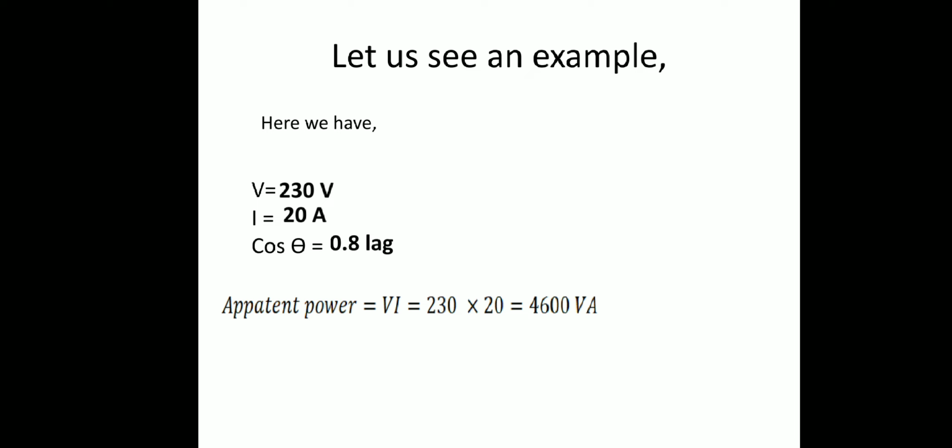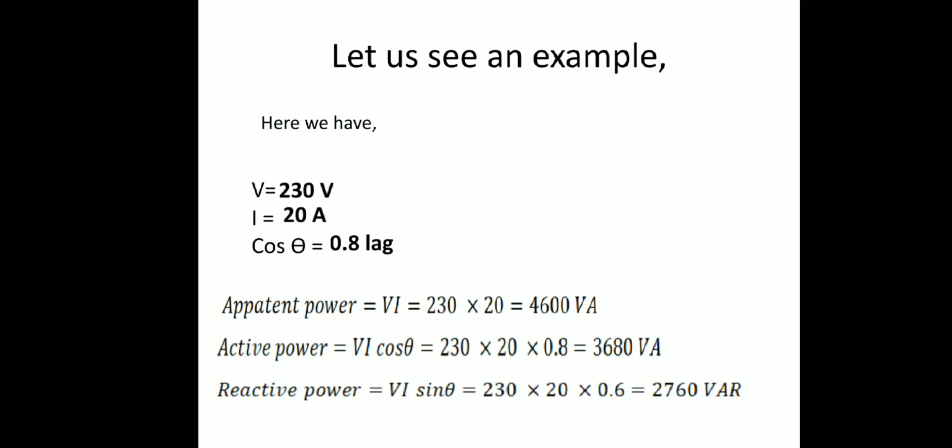If we have to find apparent power, then we can use the equation from the previously shown triangle. Apparent power equals VI. We have the value of voltage and current both, so we can find apparent power directly by multiplying voltage and current, which is 230 into 20, which gives us 4600 VA. Then if we want to find active power, we just have to multiply by cos theta. We will get our answer as 3680 W.